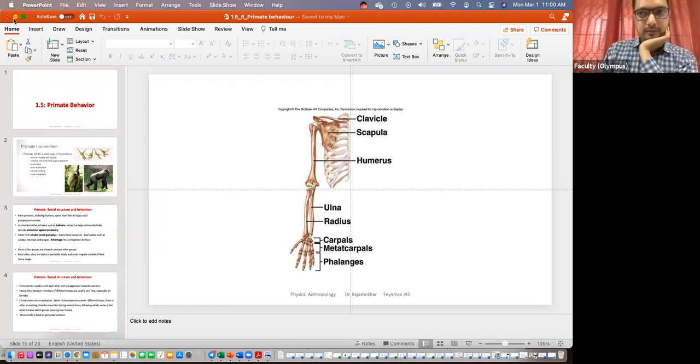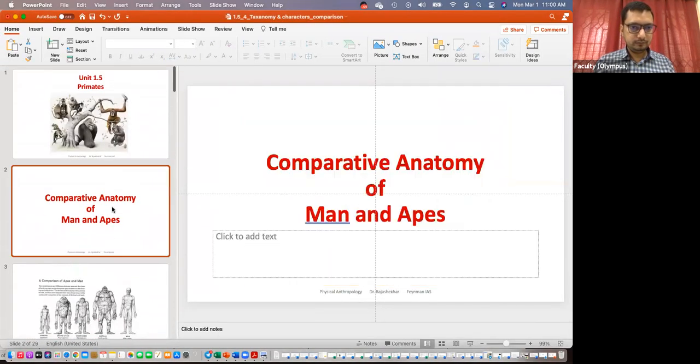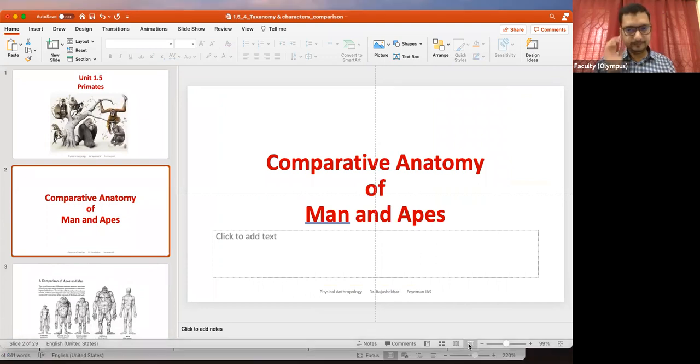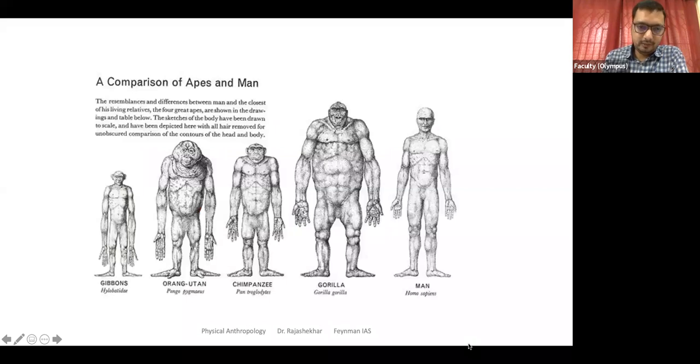So let's now compare primates and humans. What are the specific differences that we find within primates between apes and us? The comparative anatomy of man and apes. This is something that is usually coming in the exam. I've already talked to you about the general picture of primate characteristics. We are seeing a few specific characteristics in terms of difference.